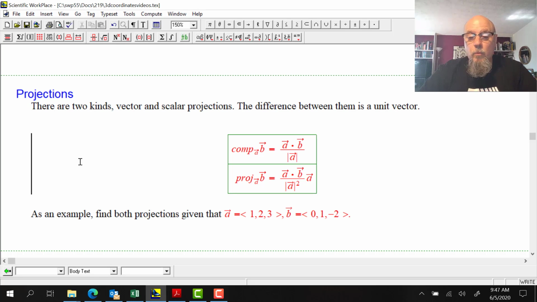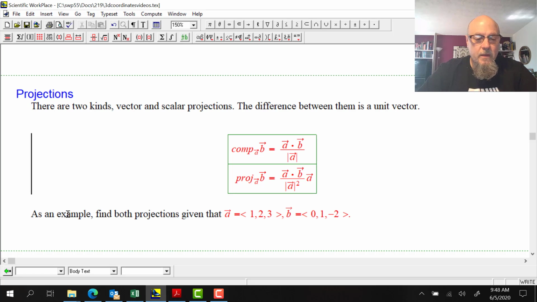Some books, some people will just say, what's the projection? That's unclear. And so if someone just said, what's the projection, if I couldn't ask them, do you want the scalar or do you want the vector? Then I would give them the vector one if they were unclear.